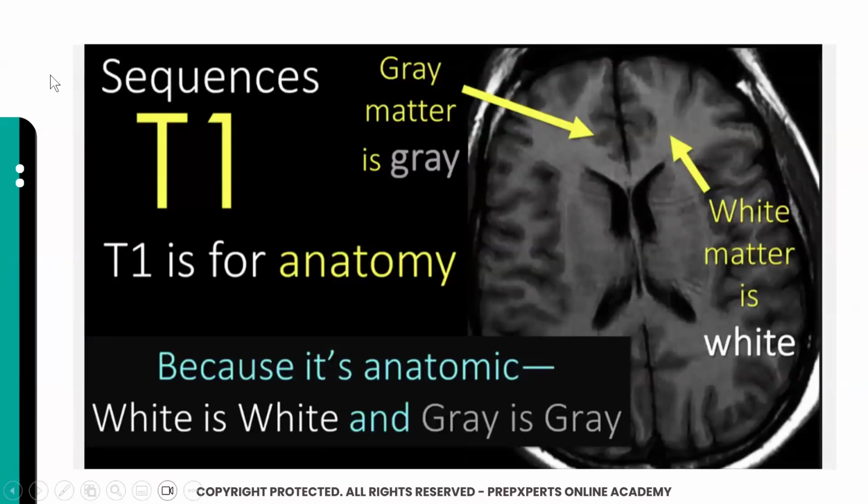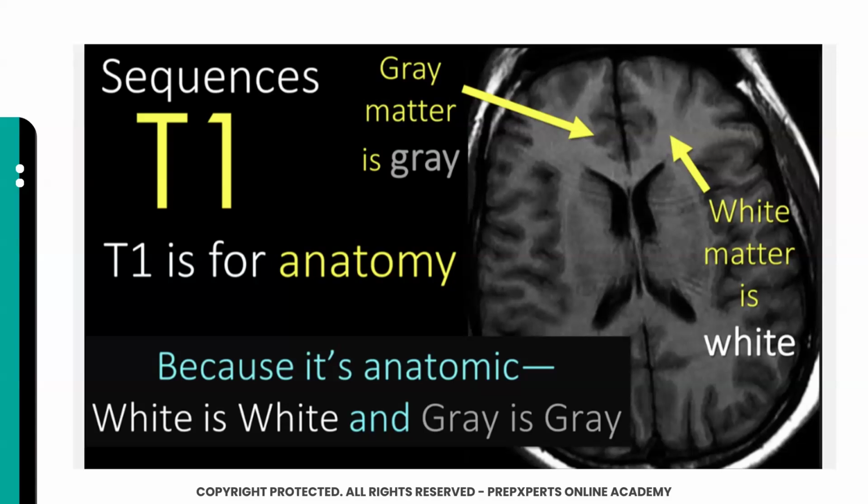Okay. In MRI, there are two basic sequences that are crucial in each and every region's MRI, which is T1 and T2. For T1, keep it in your mind that T1 is for anatomy and T2 is for pathology or edema. These are two basic highlights that every radiology student must know. So what happens in T1? Actually, we know that T1 is good to show us fat, but we'll come to that later. For MRI brain, white is white and gray is gray on T1.